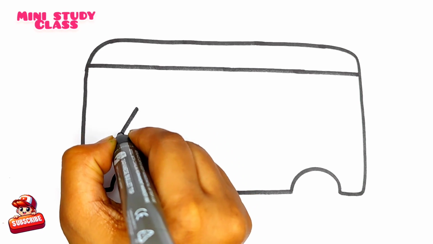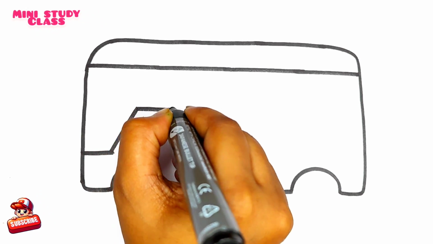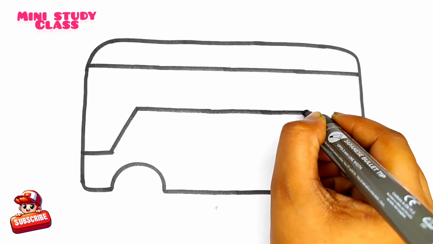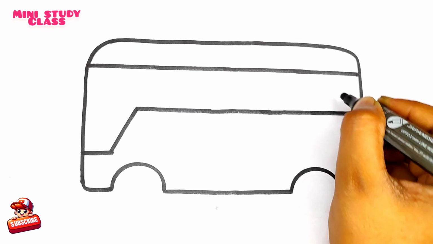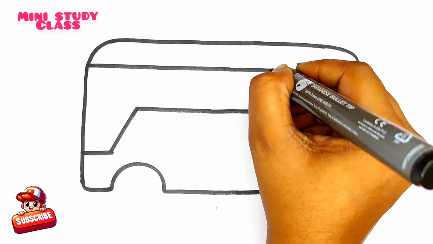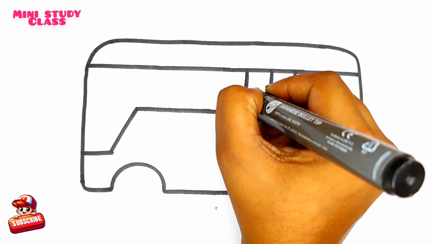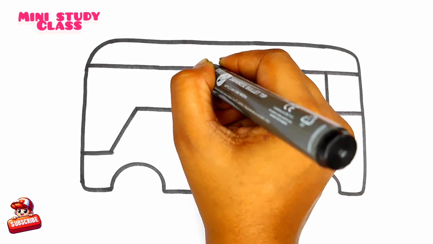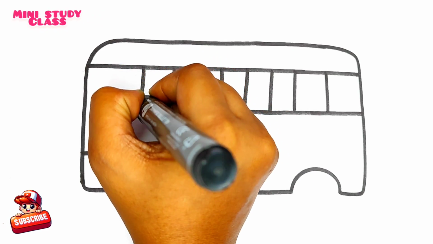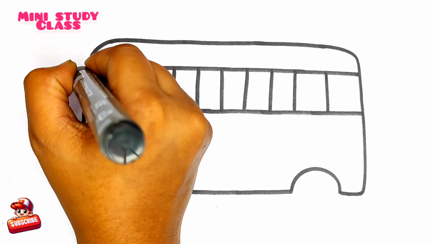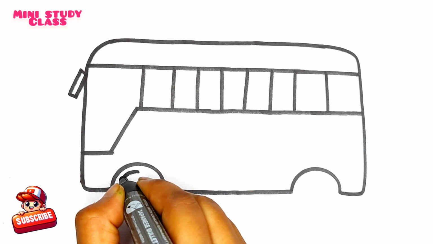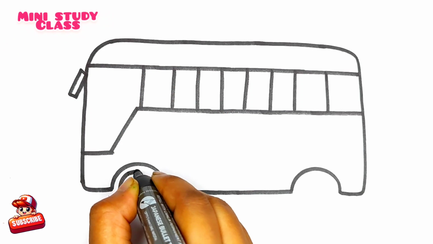Now we divide the middle part of the bus. Use a straight line. Now, we draw here the window of the bus using small straight line. This is wheel of the bus.